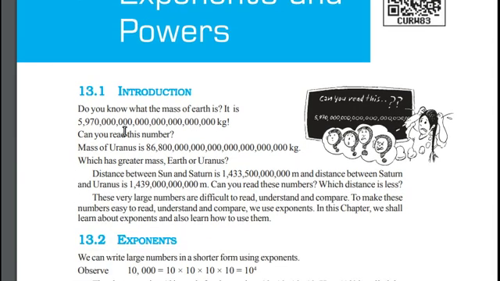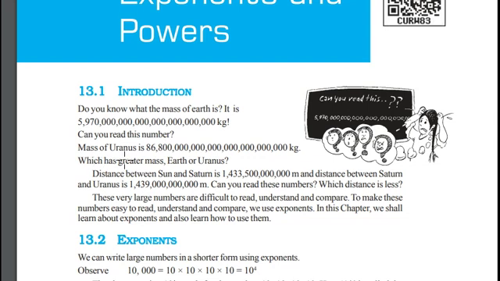Do you know what is the mass of Earth? It is 597 followed by 21 zeros, kilograms. Can you read this number? Unit, 10, 100, 1000, 10,000, lakh, 10 lakh, crore, 10 crore, 100 crore and so on. How long can you read this number? It is very difficult to read, write and understand these numbers, and even to compare is very difficult.